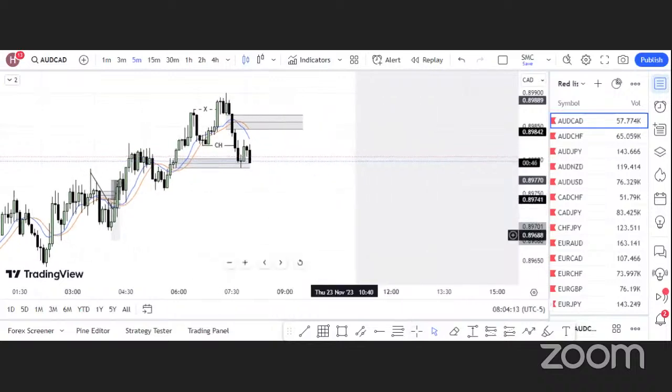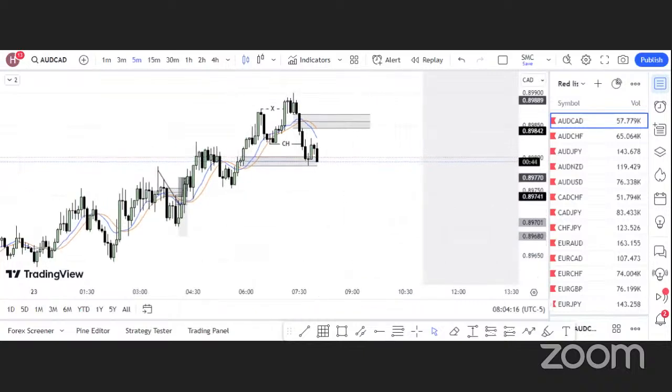Let me go back and check on my app. Okay. So before then, let me just quickly share a trade here. Let me show you guys how a signal looks like. Okay. So I'm gonna take a signal now.